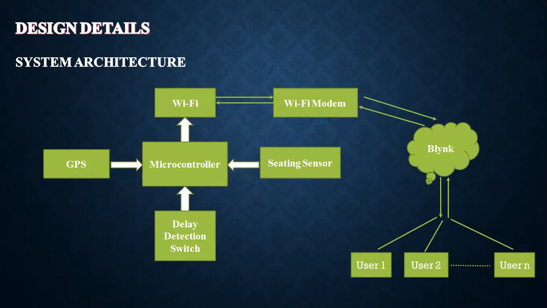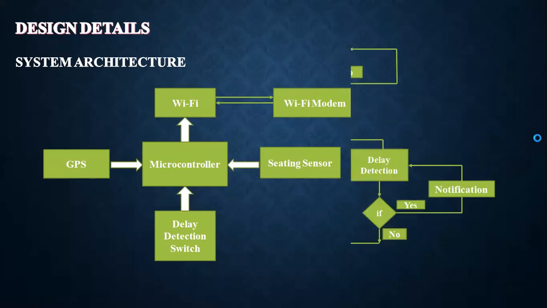The GPS, delay detection switch and seating sensor are connected to the microcontroller unit. Through this microcontroller, all the data that is fetched is sent over Wi-Fi and updated on the Blynk server. Passengers who log into the third-party Blynk application can view the information that is updated on the Blynk server. Next, we'll look into the flowchart.